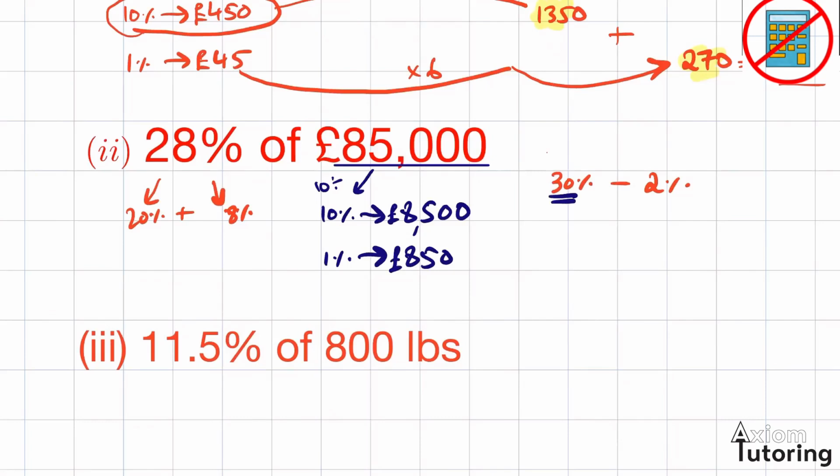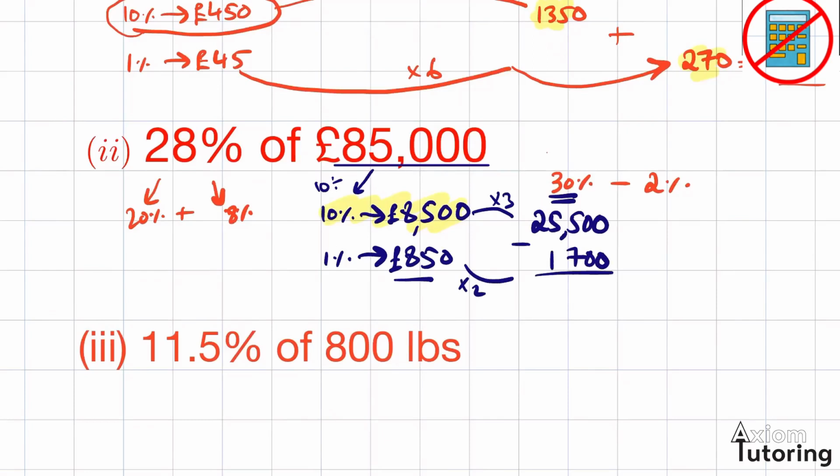30% is 10% times 3. So that's 8,500 times 3, which is 25,500. 1% is 850. So 2% must be double that, 1,700.